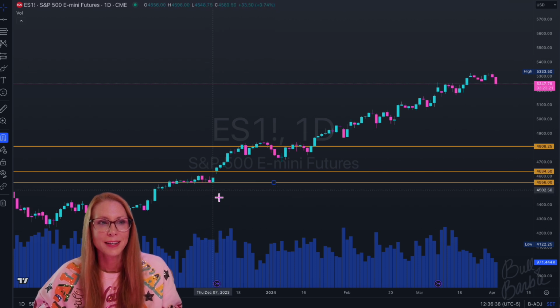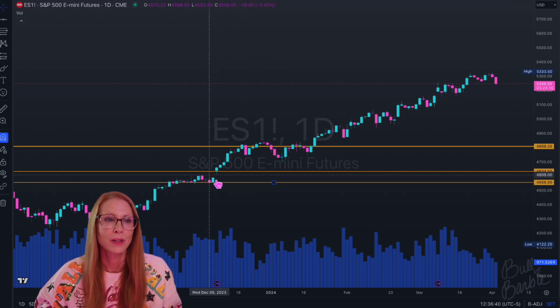One of the other things that I'm looking at here, and gaps will be a whole other lesson, but you do need to pay attention to where gaps are too.